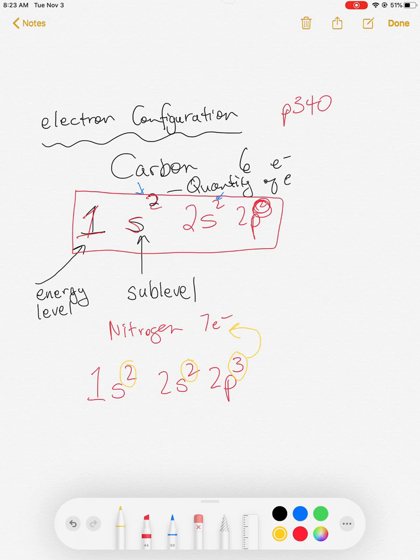That's it for electron configuration, and we'll add on to that a little bit in the next video or Zoom lesson.